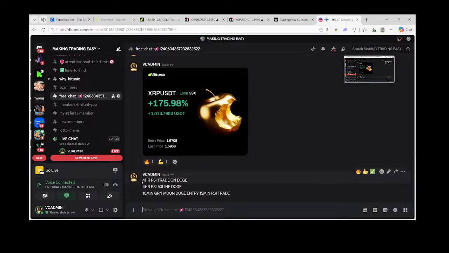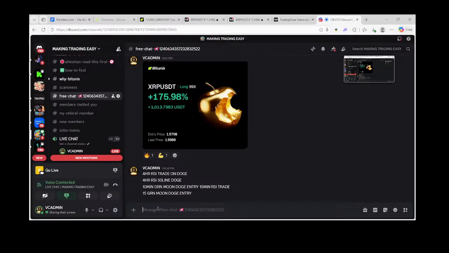So when you guys post here, post your information there: 4-hour RSI trade on Doge, 4-hour 50 line Doge. And then when you enter, put in there 10-minute green moon Doge entry. If you use the 15-minute, then you would just say 15-minute green moon Doge entry, right? And that's pretty much it. We'll know what you're talking about because we're all trading that particular trade on that level, right?